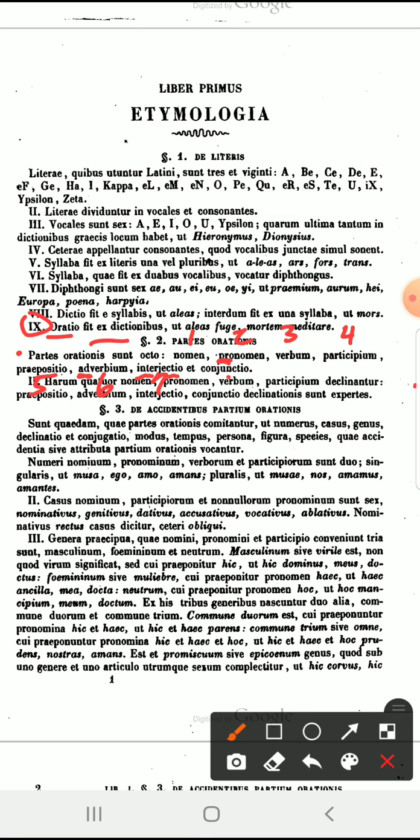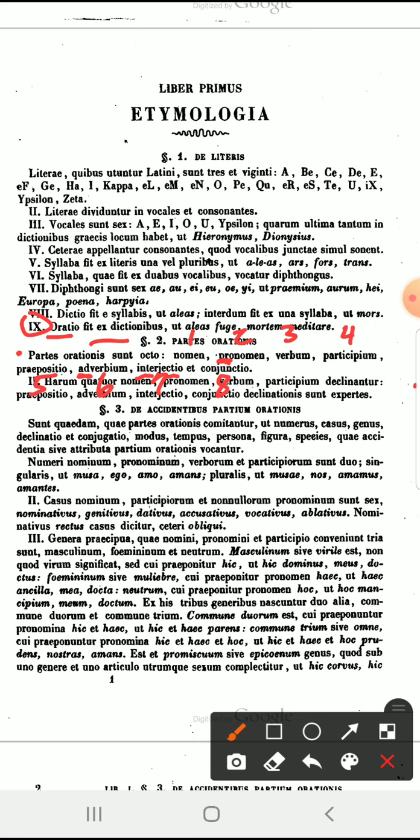And lastly, the 8th part of speech is conjunctio. In English, this is conjunction. A conjunction is a word that joins together. The word con means together. Junctio means joining. Conjunctio, a word that joins together other parts of speech.